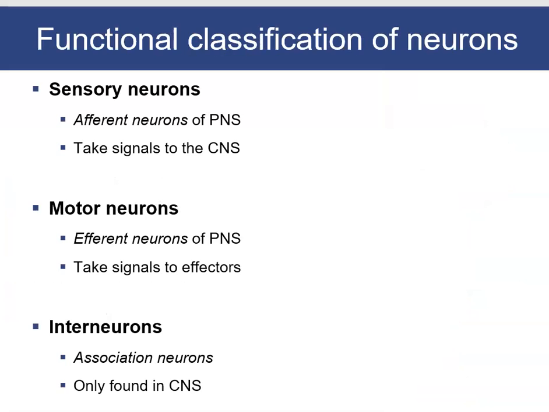Neurons can also be classified based on function. We have sensory neurons. These are also called afferent neurons of the peripheral nervous system because they are taking signals into the central nervous system. Motor neurons are the efferent neurons of the peripheral nervous system. Efferent for exiting. They are taking signals out of the central nervous system to the effectors, such as our skeletal muscles. And then there are interneurons. Interneurons, they're also called association neurons. What they do is they connect one neuron to another, and they are only found in the central nervous system.